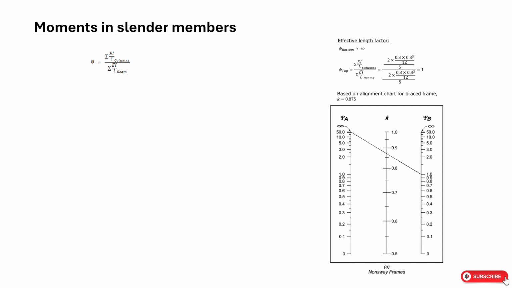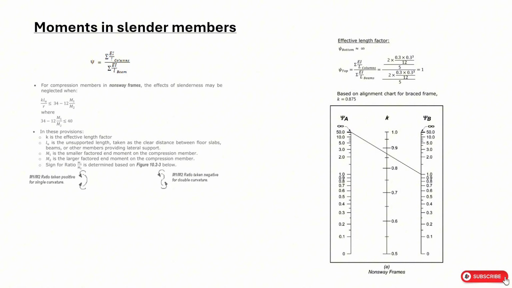Now we will check the slenderness ratio for the column. The maximum ratio for a short column in a braced frame is 40. The computed value was 47.1, so the column can be considered as a slender column. Moments of the first order analysis should be modified to include the slenderness effect.